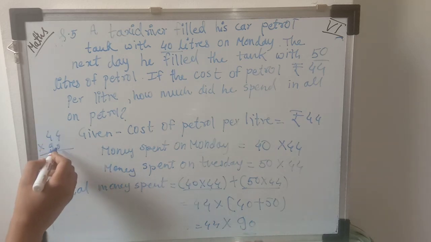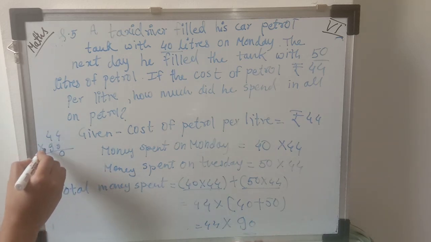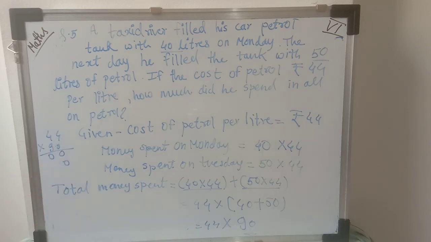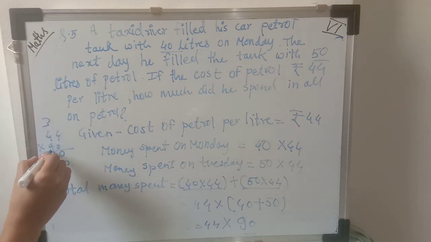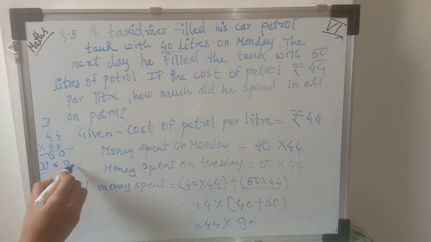Okay, so now 0 4s are 0, 0 4s are 0. Again this 0 we have to write. 9 4s are 36. 3 we have to write. Again 9 4s are 36. 36 plus 3, 39. So we got the answer 3960.